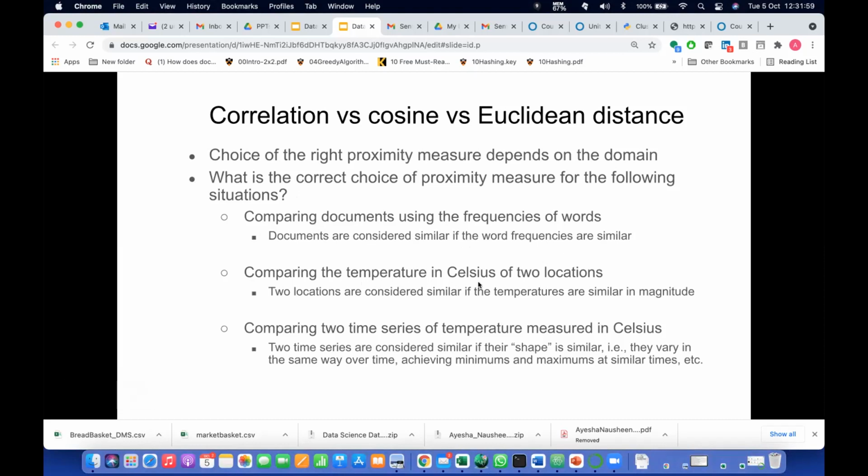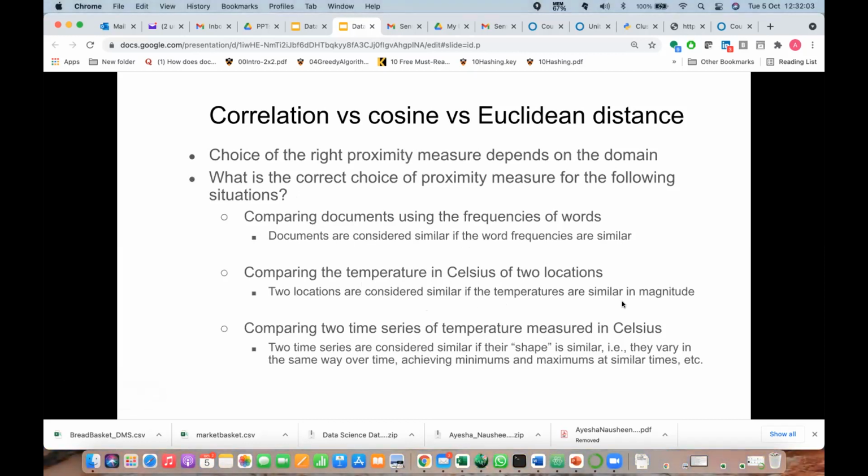Comparing the temperature in Celsius of two locations: they are considered similar if the temperatures are similar in magnitude. Comparing two time series of temperature measures in Celsius: the time series are considered similar if their shape is similar. That is, they vary in the same way over time, achieving minimums and maximums at similar times, etc. So you need to see how temperatures rise and how temperatures come down. If that graph is the same, then we'll say those two are the same.